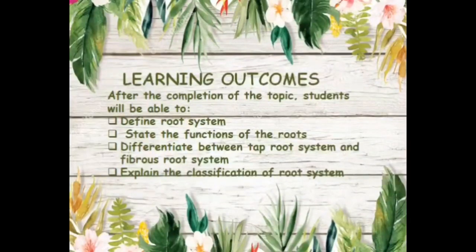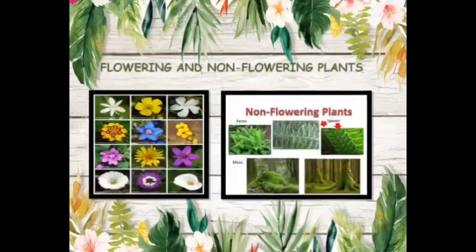Next, you will be able to differentiate between the tap root system and the fibrous root system. Lastly, you will be able to explain the classification of the root system, that a root system is classified into two different categories, two different varieties, that is the tap root system and fibrous root system, and you will be able to explain their definitions also. So let's begin with the topic.